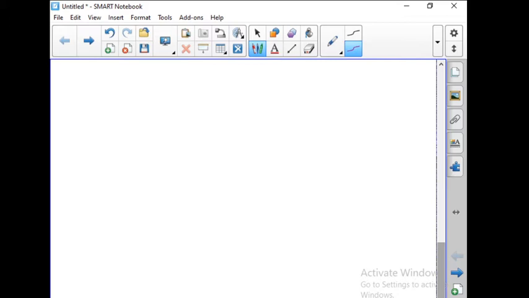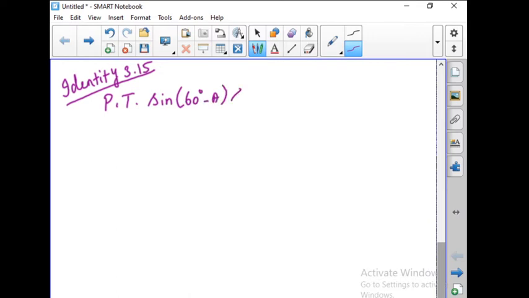Before going to the exercise problem, we are having an identity that is prove that-னு இருக்கு. So உங்களுக்கு அந்த ஐடென்டிட்டி கேட்குறதுக்கு சான்சஸ் இருக்கு. So identity 3.15, prove that sin(60 degree minus A) sin A sin(60 degree plus A) is equal to 1 by 4 sin 3A அப்படின்னு ப்ரூவ் பண்ண போகிறோம். சரியா? So இப்போ LHS எடுத்துக்கலாம்.